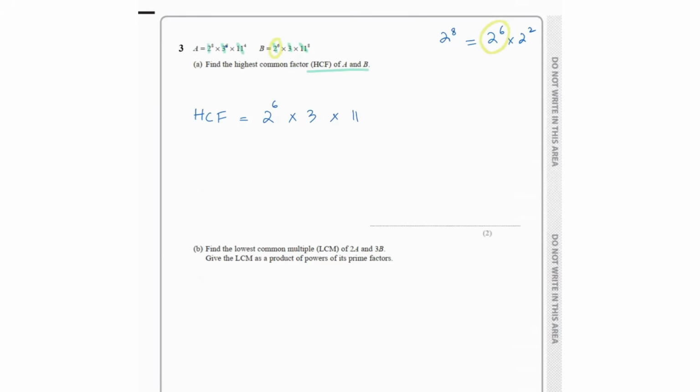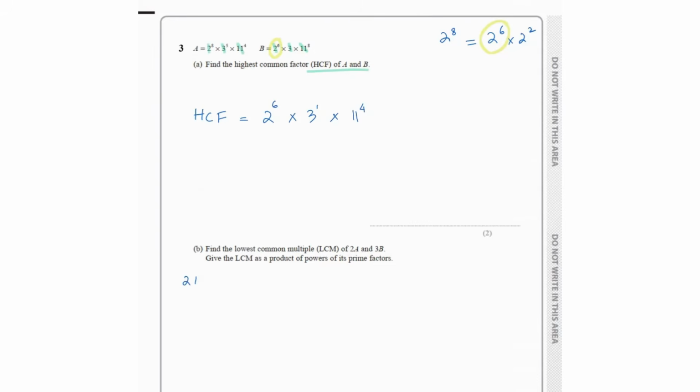Similarly, for 3, we have a power of 5 and 1. Obviously, 5 cannot be common because it's bigger, so we take the power of 1. Then for 11, we have 4 and 8. Again, 8 cannot be common, so we pick 4. So this is your HCF. You can leave it as it is, or you can just rewrite it as an entire ordinary number. It's up to you.